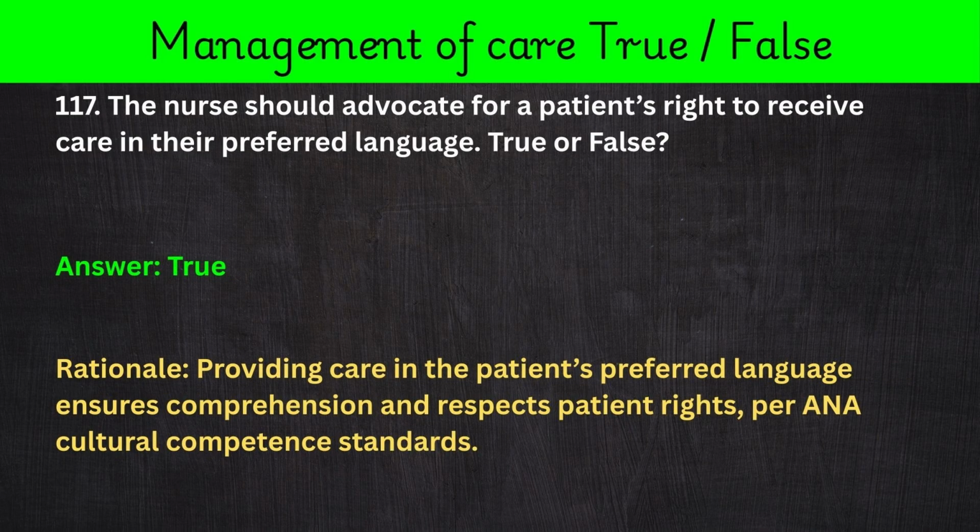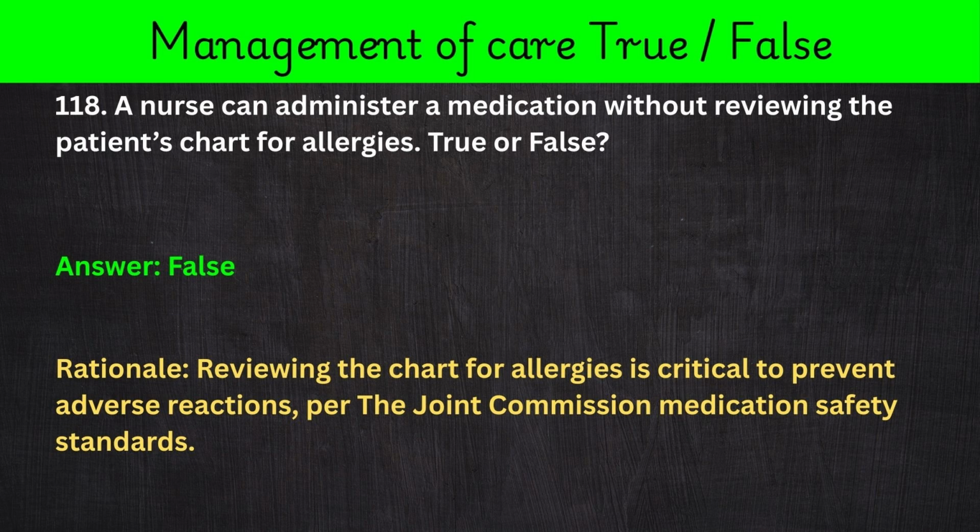117. The nurse should advocate for a patient's right to receive care in their preferred language. True or false? Answer: True. Rationale. Providing care in the patient's preferred language ensures comprehension and respects patient rights, per ANA Cultural Competence Standards. 118. A nurse can administer a medication without reviewing the patient's chart for allergies. True or false? Answer: False. Rationale. Reviewing the chart for allergies is critical to prevent adverse reactions, per the Joint Commission Medication Safety Standards.